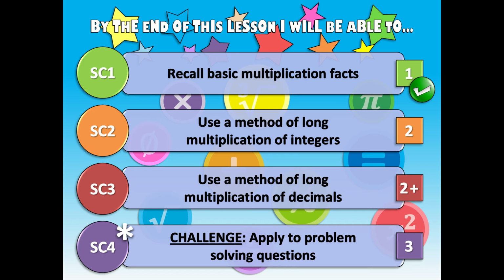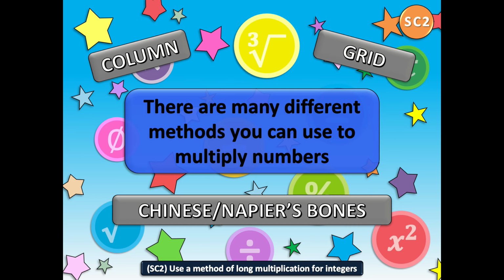So now we're going to move on to number 2, and this is to use a method of long multiplication of integers. So there are lots of different methods that you can use to multiply large numbers together. We're going to look at 3 different types of methods. We've got the column method, the grid method, and the Chinese multiplication method, which is sometimes called the Napier's bones method.